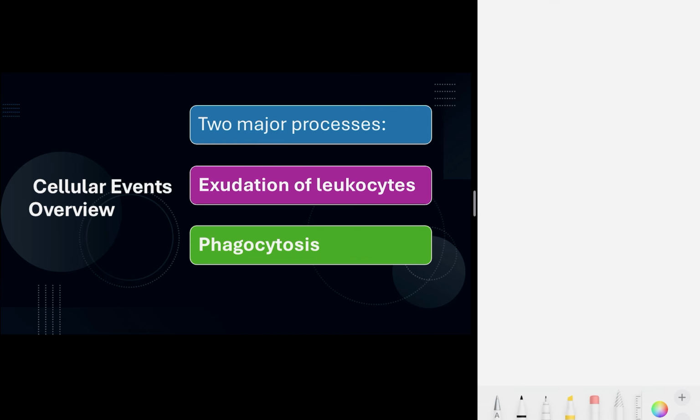In addition to vascular changes, acute inflammation requires the rapid recruitment of leukocytes. The two major components of cellular events are: 1. Exudation and migration of leukocytes, primarily neutrophils, to the injury site. 2. Phagocytosis, where pathogens and debris are ingested and destroyed. Neutrophils dominate in the early hours, while macrophages arrive later to orchestrate tissue repair. These coordinated events ensure efficient host defense.